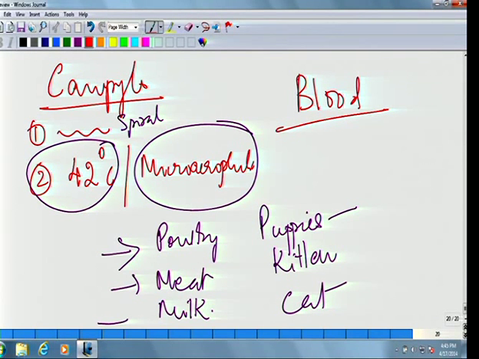And you know the sequelae, yeah, what's the sequelae? Post-infectious sequelae of Campylobacter? Guillain-Barré syndrome. Yes, it is also associated with that.